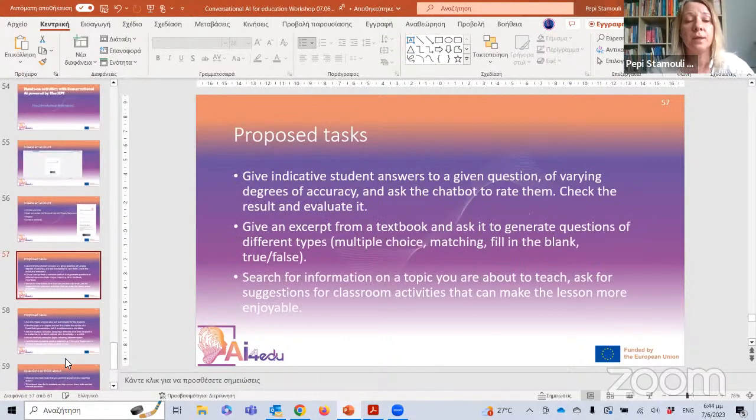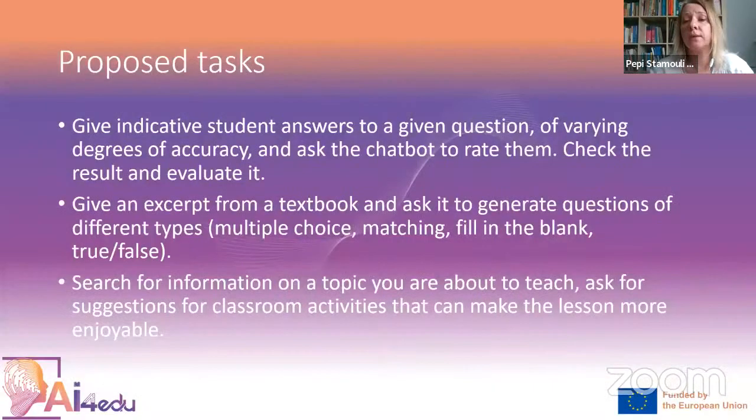and think about all the tasks you have to perform as part of your teaching duties and ask relevant questions to it, such as: give some indicative students' answers to a given question of varying degrees of accuracy, ask the assistant to rate them, then compare your own score to the system's score, and draw a conclusion about the system's ability to evaluate students' responses as a human would.